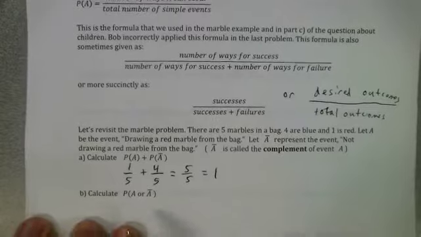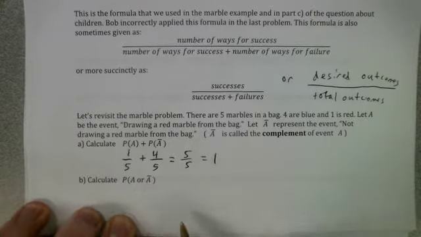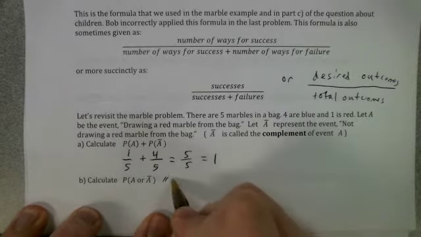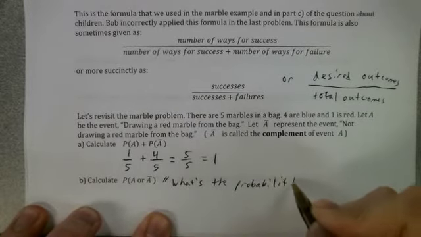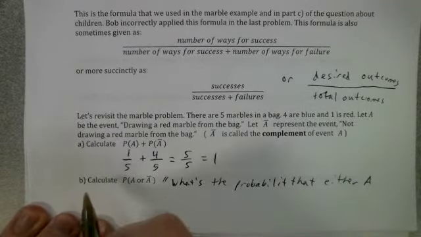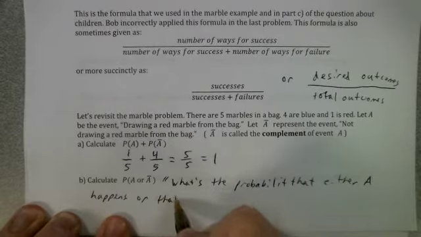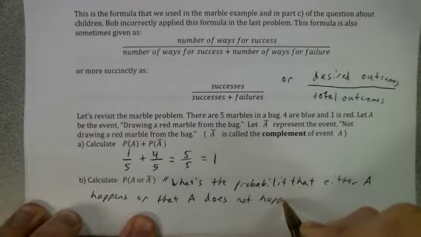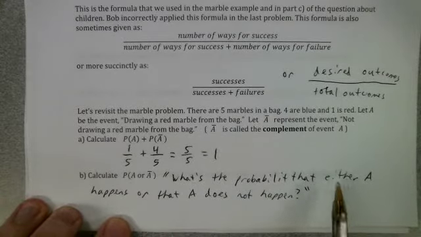Next question. I ask, well, calculate the probability of A or not A. In other words, if you rewrite this question as a sentence, I'm saying, what's the probability that either A happens or that A does not happen? So if I ask, hey, what's the probability that A happens or A does not happen?